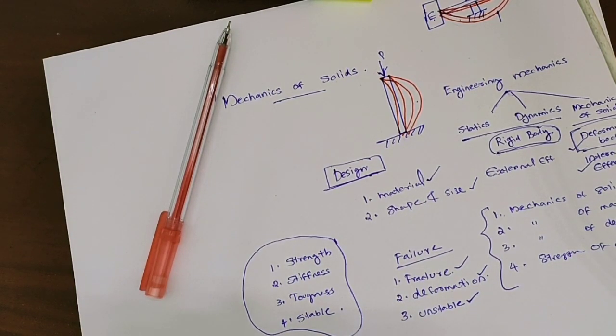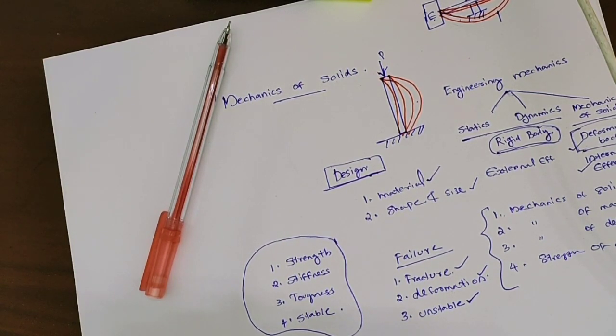When we apply an external load on the body, if there is no failure on the body, then we can say the component possesses enough strength. So when we apply an external force, if the component can resist that external force without any failure, then we can say the component has adequate strength.